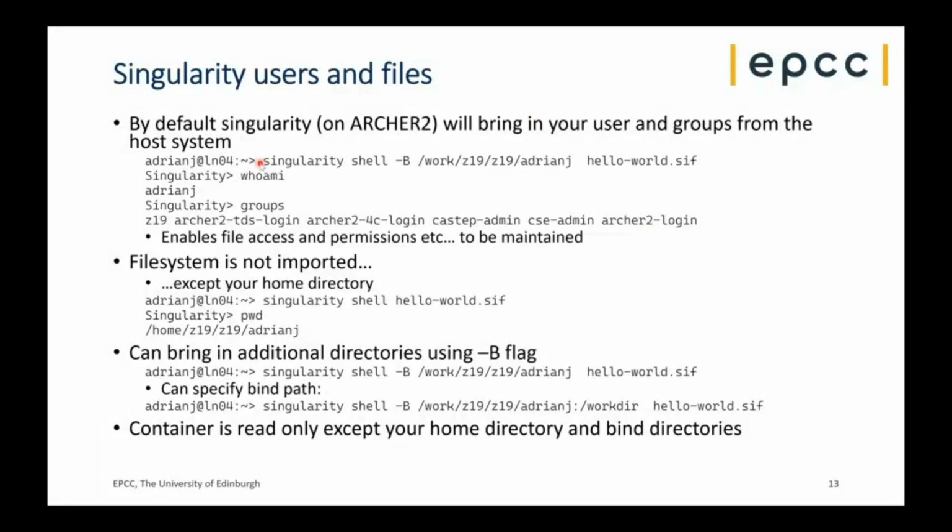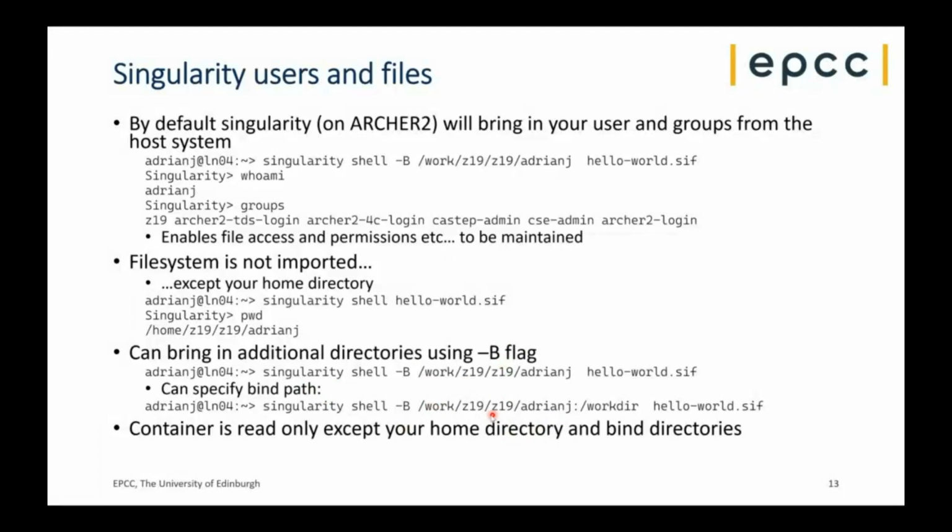But what Singularity doesn't generally do is import the full file system. It doesn't generally bring in anything except your home directory. So when I run Singularity on a container without any other commands, I generally only get this home directory and stuff inside it. I don't get anything else. We need to get around this, because the home file system is not accessible from the compute node. We can use this bind flag, the -B flag, which binds a directory into the container. And then when I run it, I can access everything that's inside this directory as well.